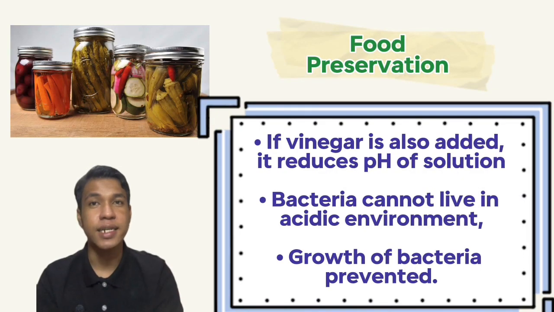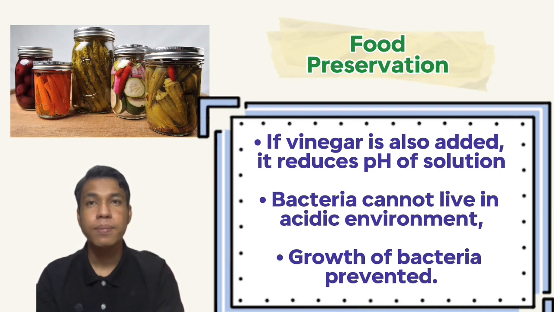Sometimes, vinegar is also added. Vinegar is an acid and it reduces the pH of the solution into an acidic environment that bacteria cannot live in. Thus, the growth of bacteria is prevented and the food is well preserved.